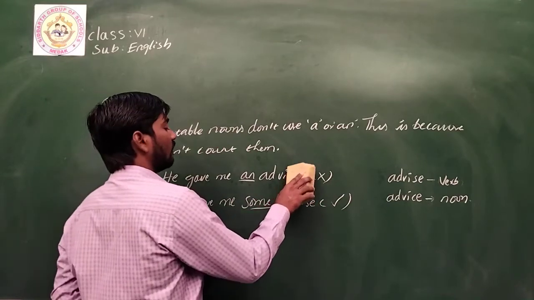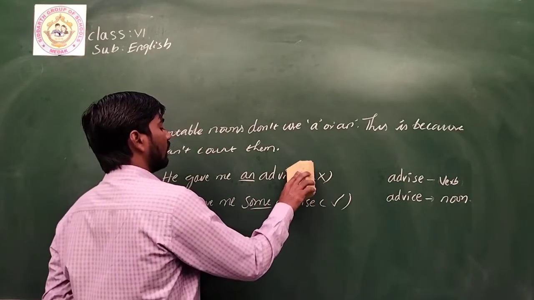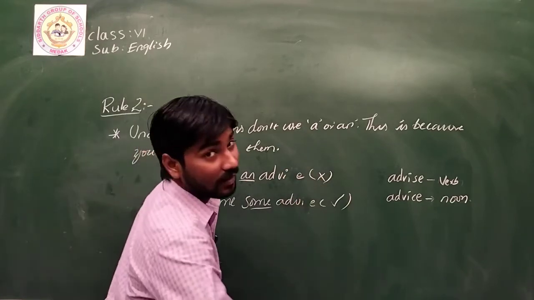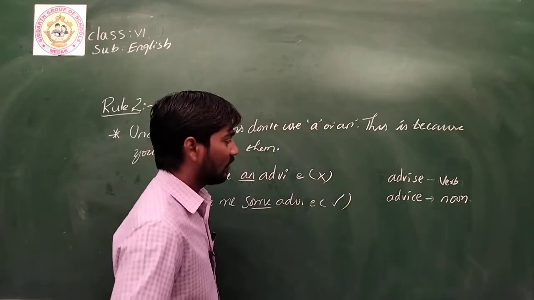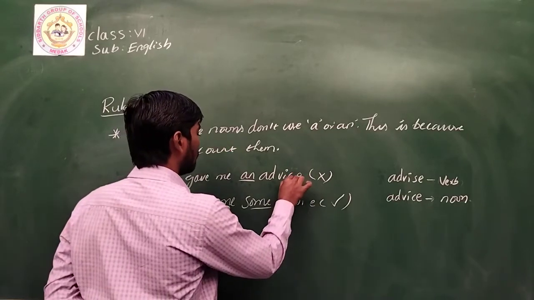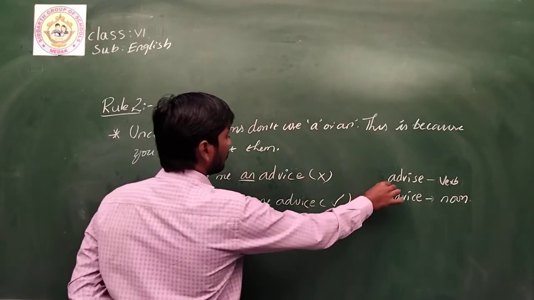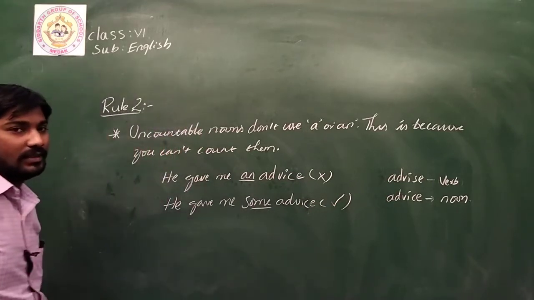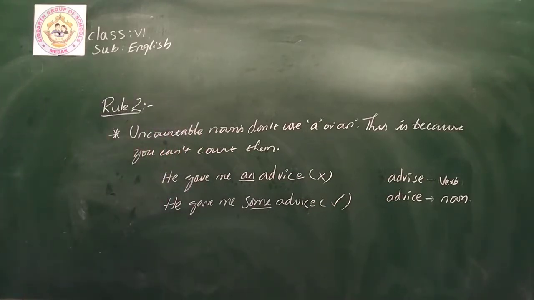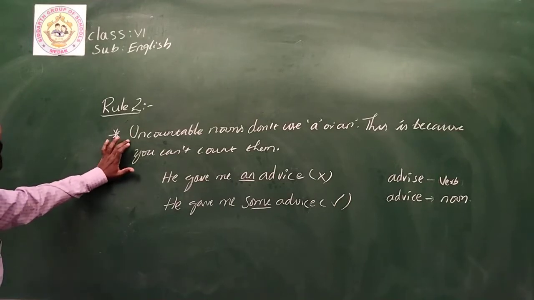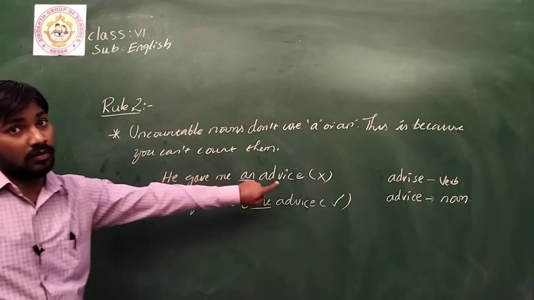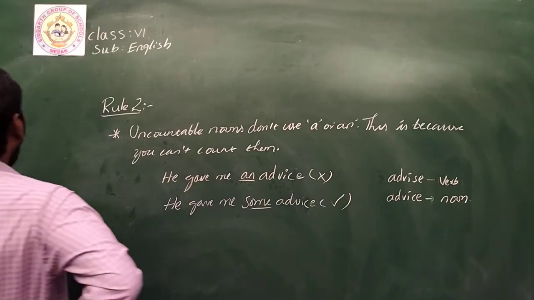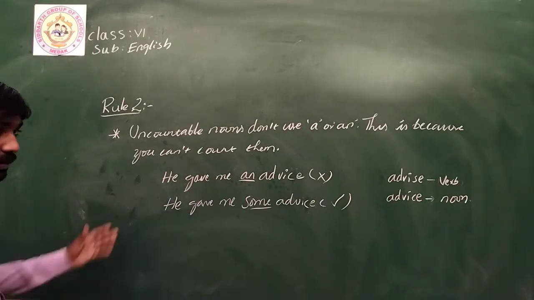So now you got two words, advise and advice. This is a noun. This is a verb. Okay? That's it. Copy this example. Before uncountable nouns, we don't use a or an. Uncountable ones. Copy this one.